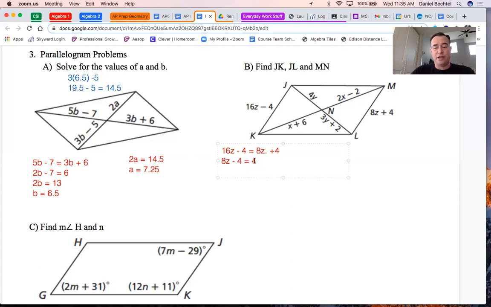If I add that 4 to the other side to cancel this one out, it'll move over here. We get that 8z is equal to 8. If I divide them both by 8, I'll get that z is equal to 1. We have a number that's not bad. So in this case, if I plug in a 1 to this JK, which is what I'm finding here, that shouldn't be too bad.